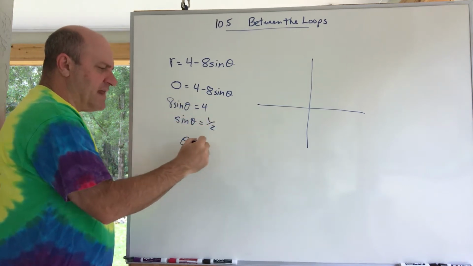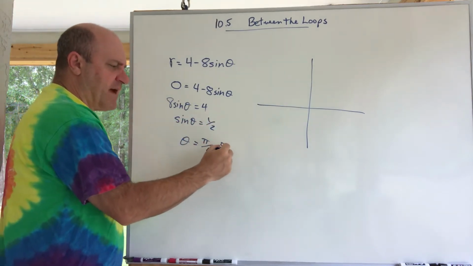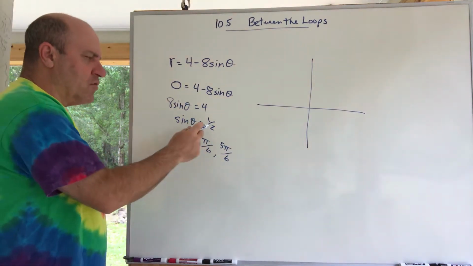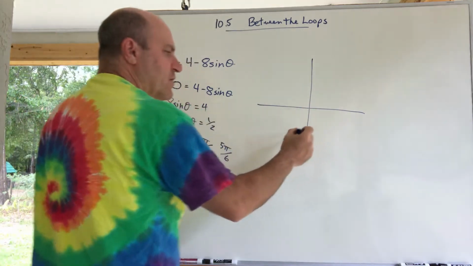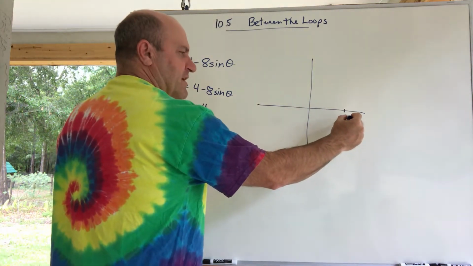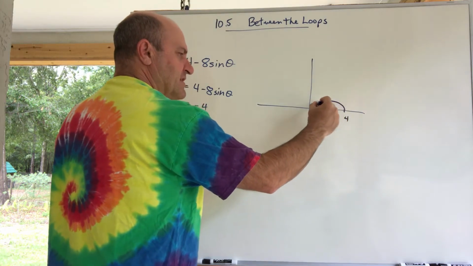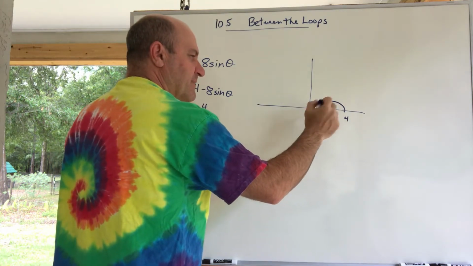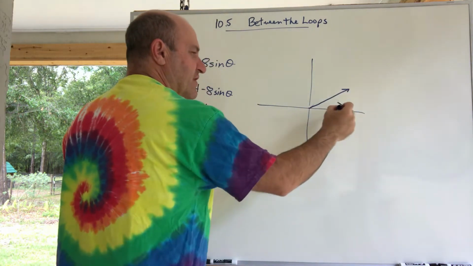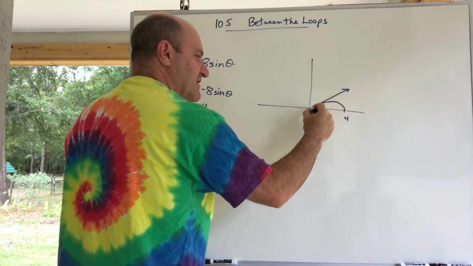And I know what that is. That's pi over 6, 5 pi over 6. Right? That's a 30-degree angle, and it's positive. So apparently, this is this limaçon. It probably hits here at 4. It comes in here, and just to be a little more accurate, that tangent is a 30-degree angle there. So it comes in here like this.